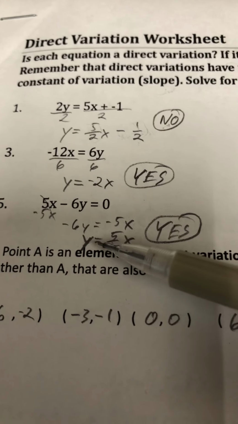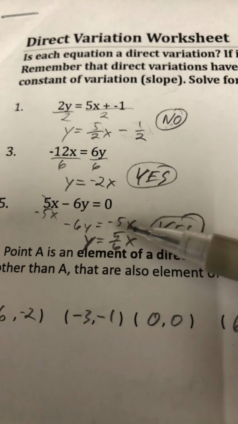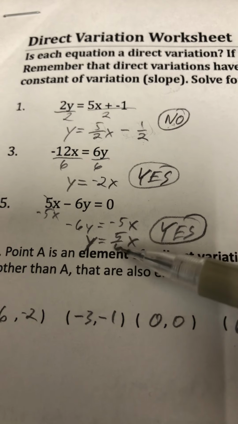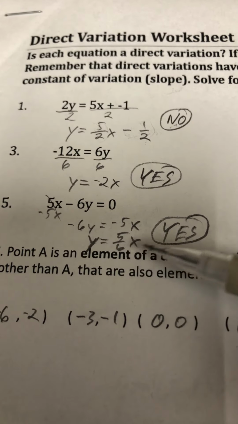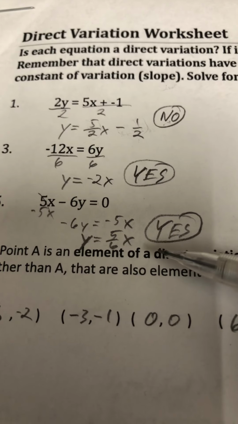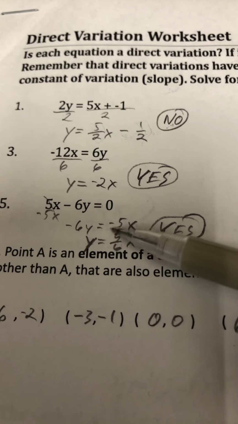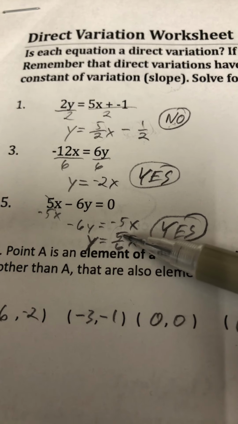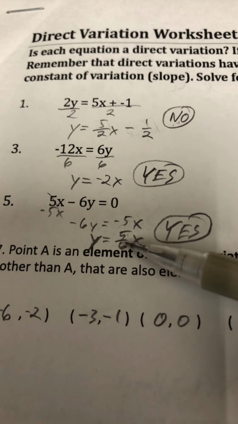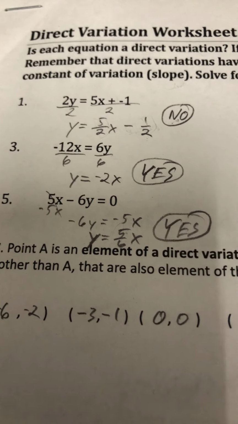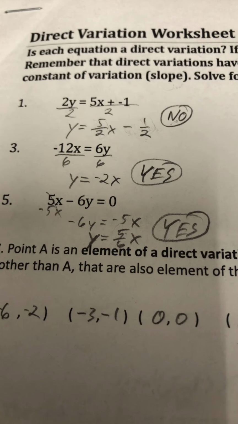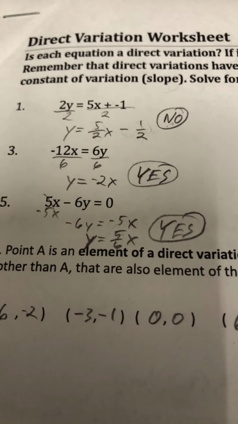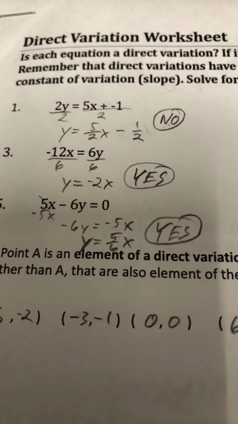This one also. I subtracted 5x from both sides. I then divided by -6. I end up with y equals 5 over 6 x. It looks like y equals kx. My k, or my constant of variation, the slope, goes up 5 over 6, right out of the origin, because there is no y-intercept there. That means it's going to go through 0, 0. So yes. Go ahead and try 2, 4, and 6.